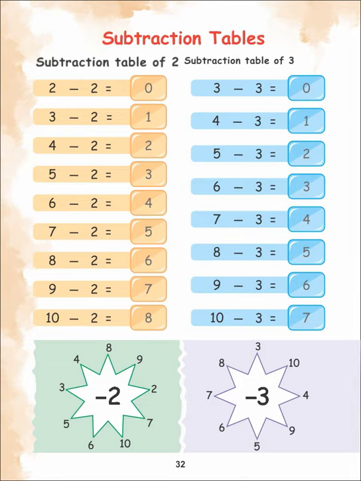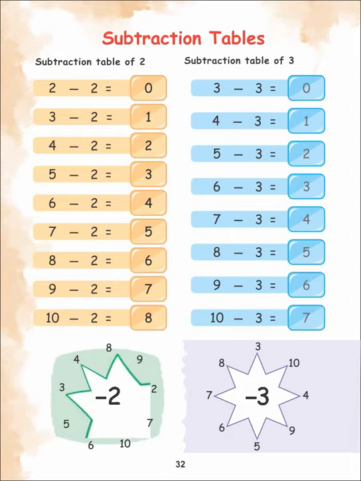Subtraction tables. Subtraction table of 2. 2 subtract 2, 0. 3 subtract 2, 1. 4 subtract 2, 2. 5 subtract 2, 3. 6 subtract 2, 4. 7 subtract 2, 5. 8 subtract 2, 6. 9 subtract 2, 7. 10 subtract 2, 8.